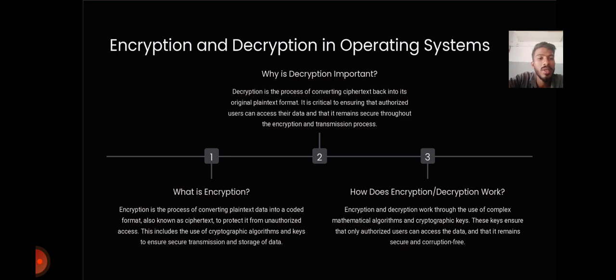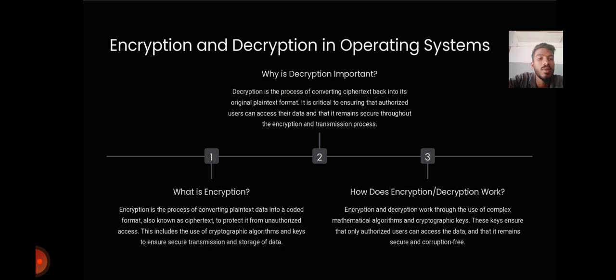Encryption and decryption in an operating system. What is encryption? Encryption is a process of converting plain text data into a code format, also known as ciphertext, to protect it from unauthorized access. This involves using an encryption algorithm or a key to ensure the secure transmission and storage of data.